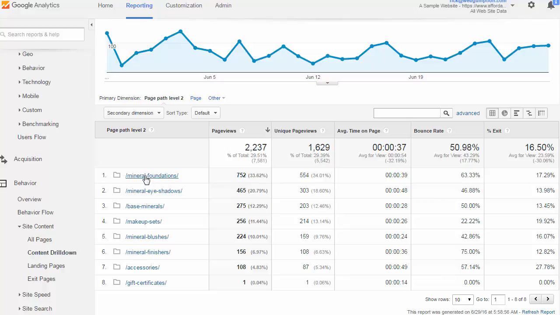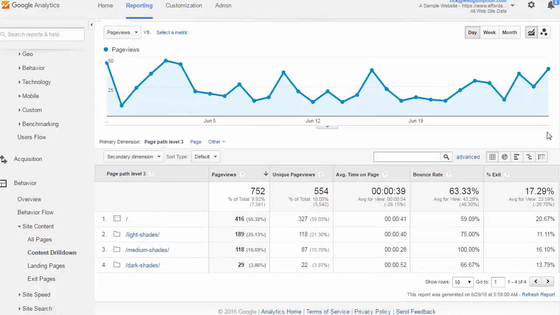In this particular example, maybe I'll drill into mineral foundations because I want to look at how this section is trafficked. And then within here, I have actually light shades, medium shades, and dark shades, and so on. So I can continue to really drill down here. And you can imagine on a very large website, this actually can be very useful because we could drill down 10 or 20 times and get very granular into different sections of the website.